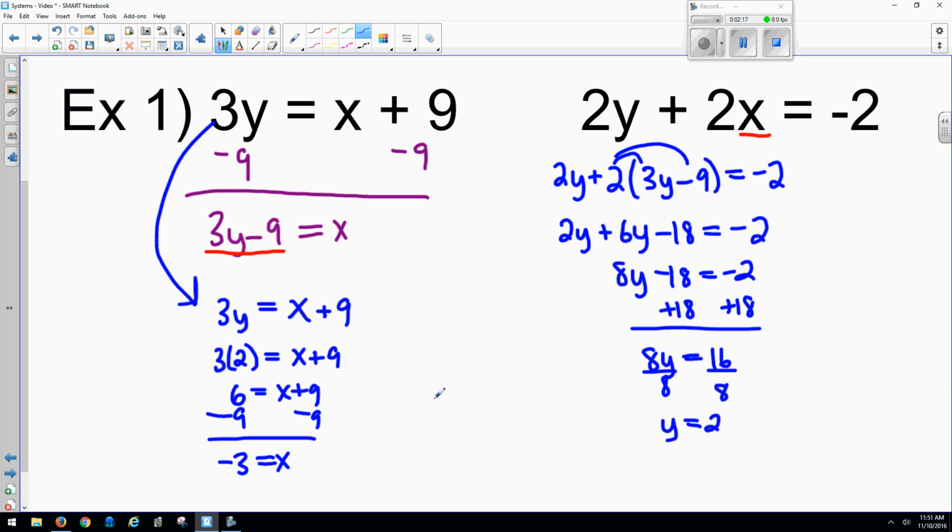And so our solution, we're going to put this in an ordered pair. The x value comes first. And so let's say I were to solve each of these for y and graph it and look at the graph. This point right here, -3, 2, that would be the intersection point.